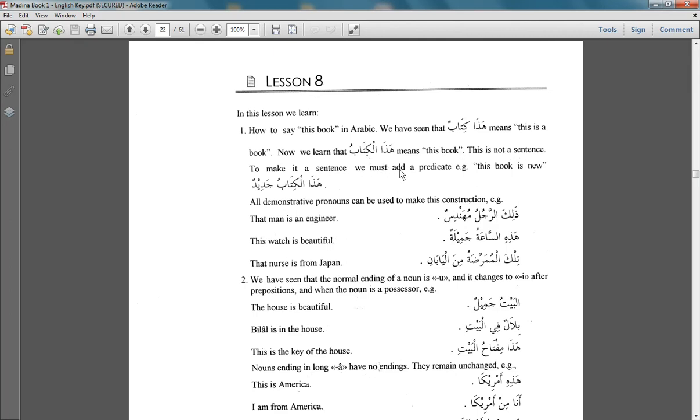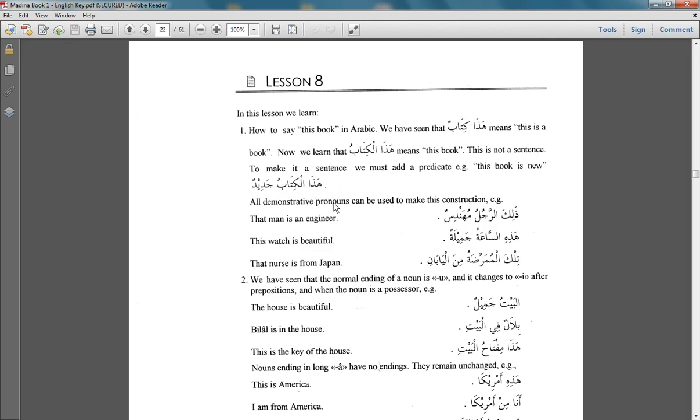To make it a sentence, we must add a predicate, and that predicate in Arabic is called khabar, information. For example, this book is new. هذا الكتاب جديد. هذا الكتاب, this book is جديد, new.